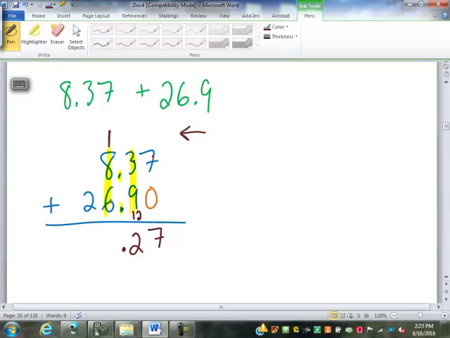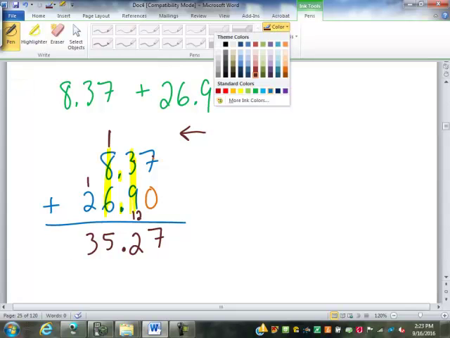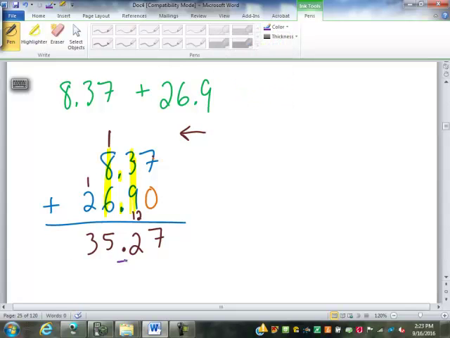1 and 8 is 9, plus 6 is 15. So again, 5, carry the 1. And 1 and 2 is 3. So 35.27. Bringing that decimal point straight down, as we've noted before, is because when we add or subtract, we keep the same name. So these were tenths, they have to stay tenths. These were ones, they have to stay ones. So the decimal point moves straight down.